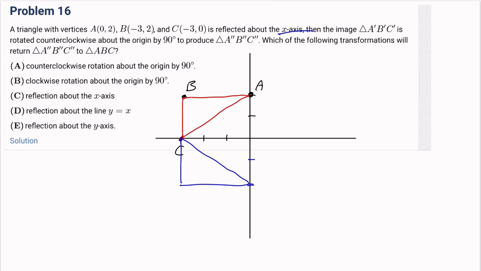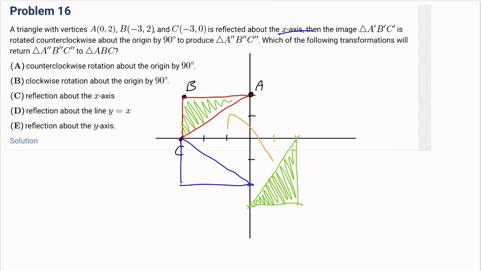And so this is A prime, B prime, C prime, and then when it's rotated counterclockwise about the origin by 90 degrees, that will give us 2 and then negative 3, and so this will be A2 prime, B2 prime, C2 prime, right? And so what we have to do is put this triangle back to this one, right?